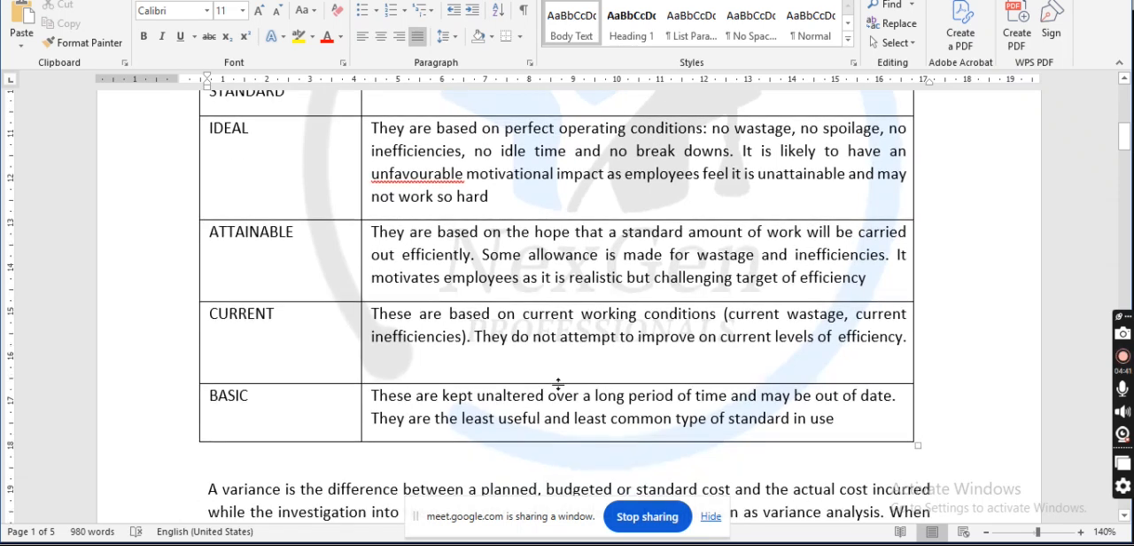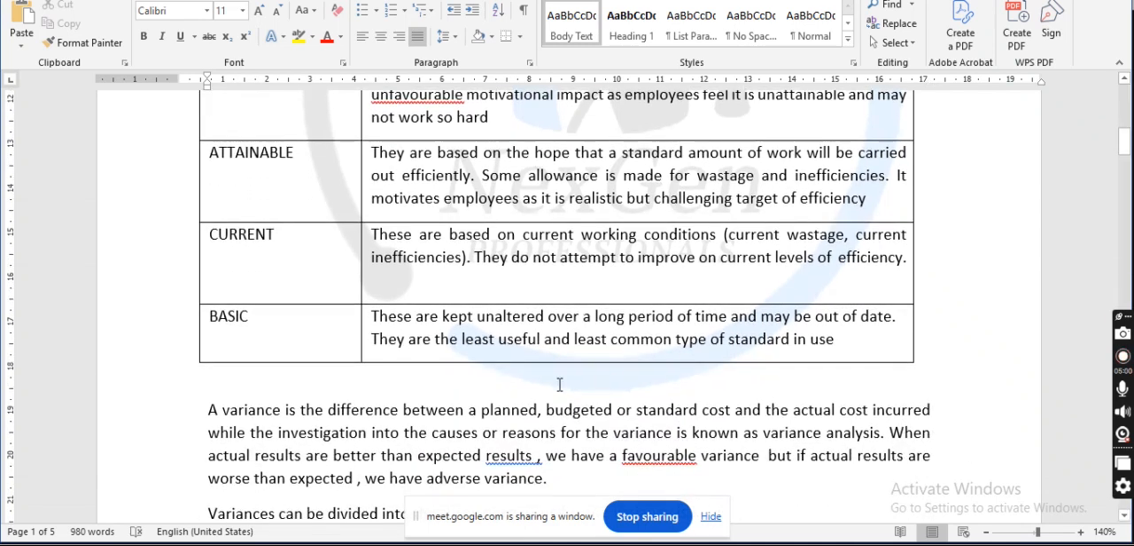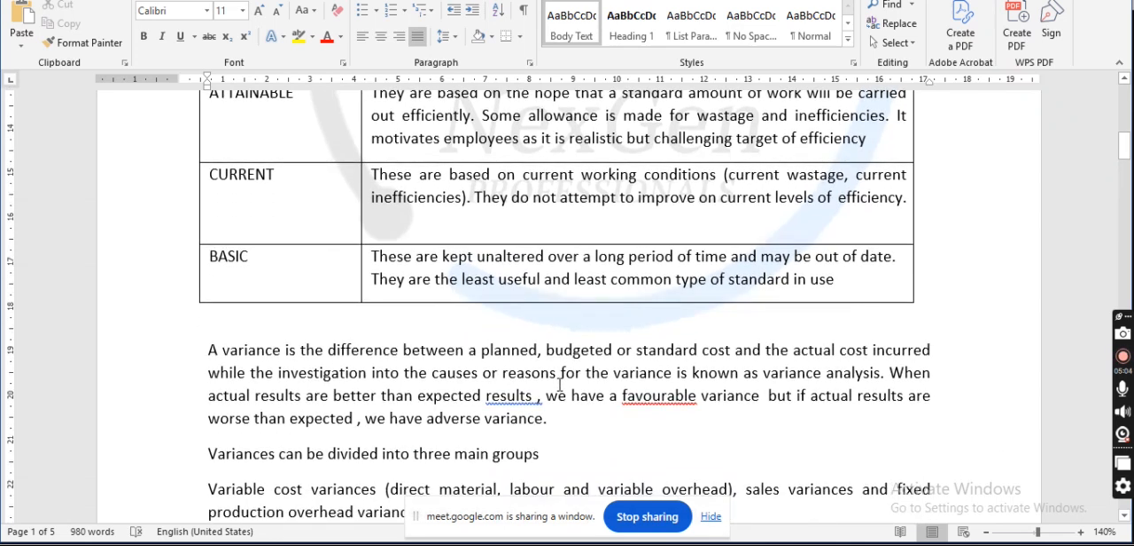So attainable standards are standards that are achievable. The current standards are the current ones you are actually using, which give room for working conditions and current wastage. It is based on the current activities. Then basic standard: when you look at the civil service, for instance, some of the standards they are using are what we call basic standards because they don't want them to be altered.